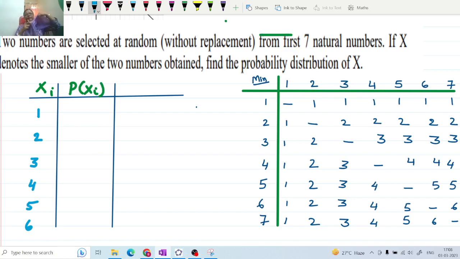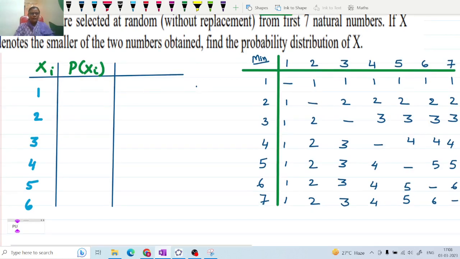Now, what will the probability of 1 be? How many times are you finding 1 out of the total? What is the total number of events that you find? How many events are there? Isn't it 42?